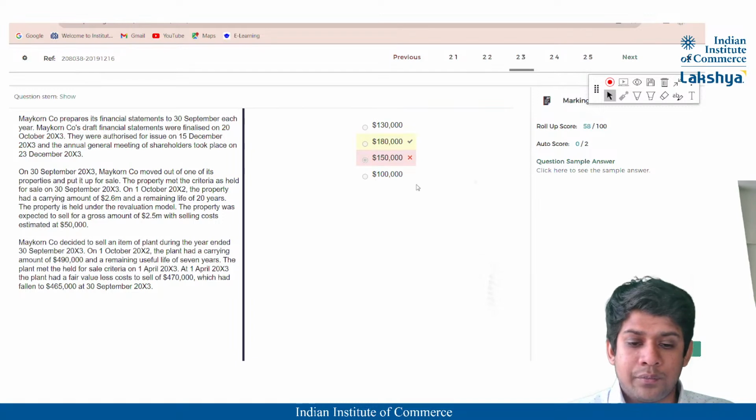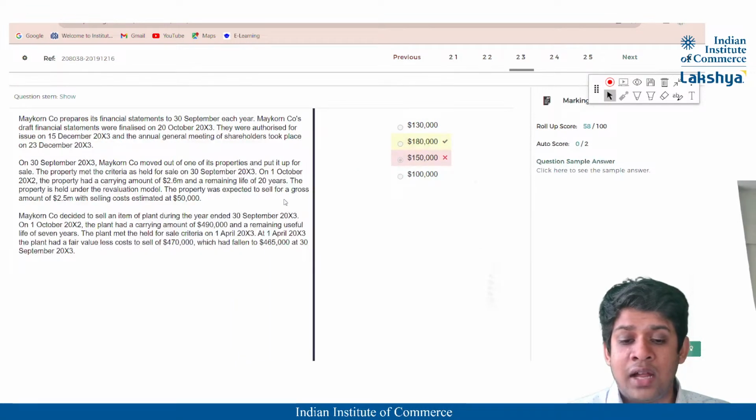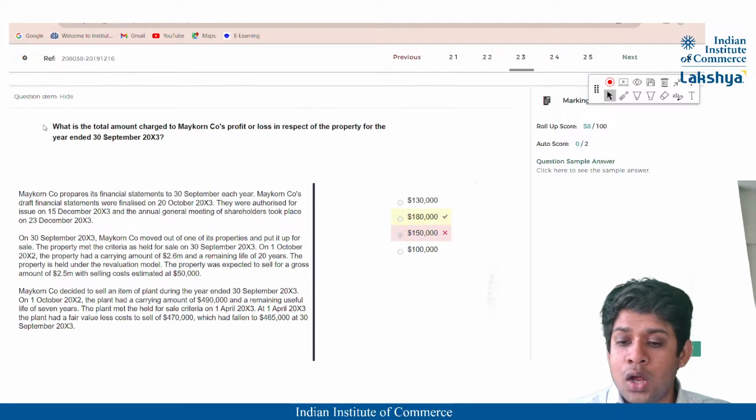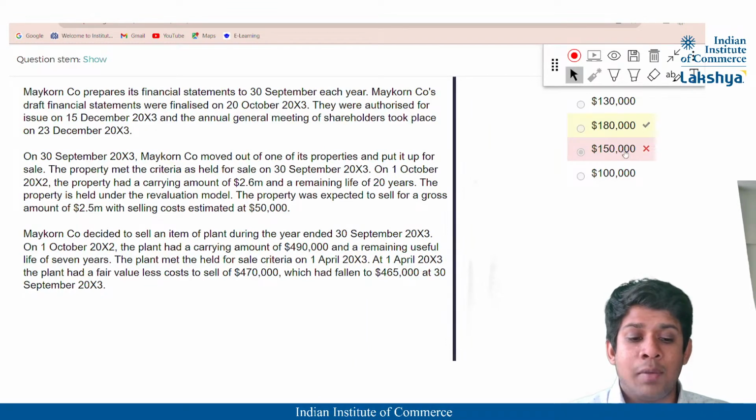Okay, it is this one. Last two questions are both correct. It is this one. So let us see this again. What is the question and where we have gone wrong? What is the total amount charged to Macon's profit or loss in respect of the property for the year ended 30th September 2030? Right? So property, the amount to be charged was 1,50,000, but we calculated it to be 1,80,000. Let us check why.